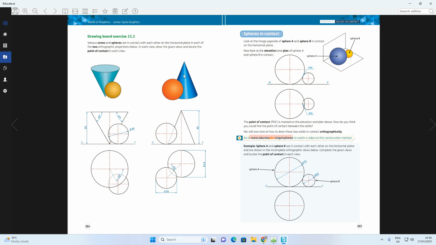You can see here we have an upright cone sitting on its base, and a sphere in contact with it. And in this one we have an inverted cone, once again with a sphere in contact with it. We're given the elevation and the plan views of both, and they give us the information required to complete the questions. We're going to complete the one on the right first, and then using the same principles apply it to the one on the left as well.